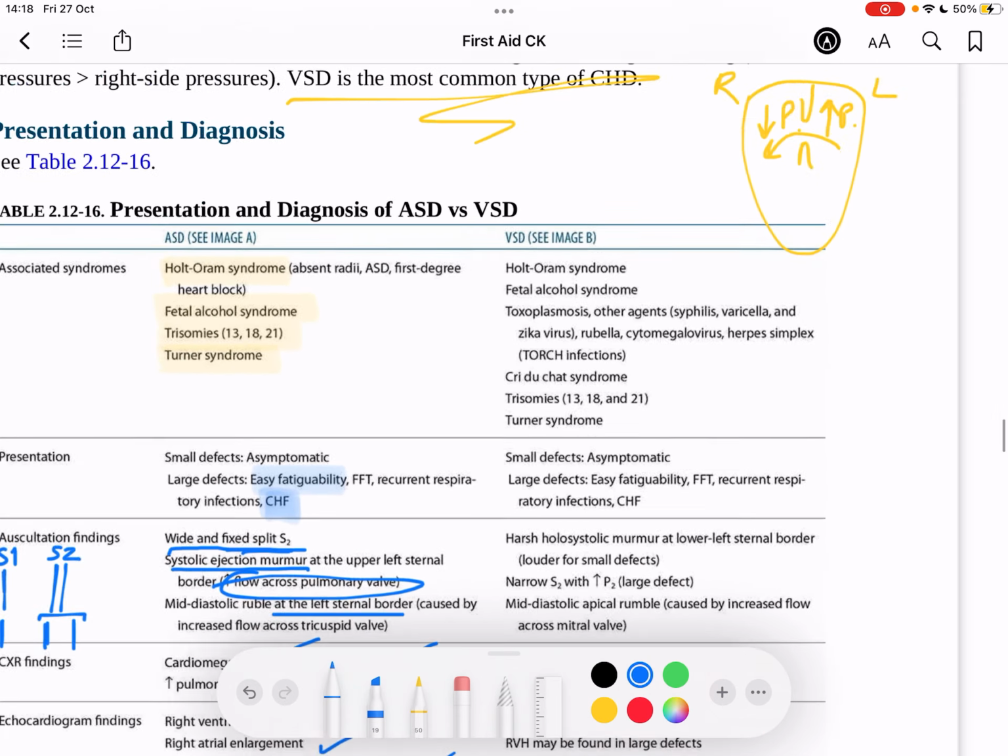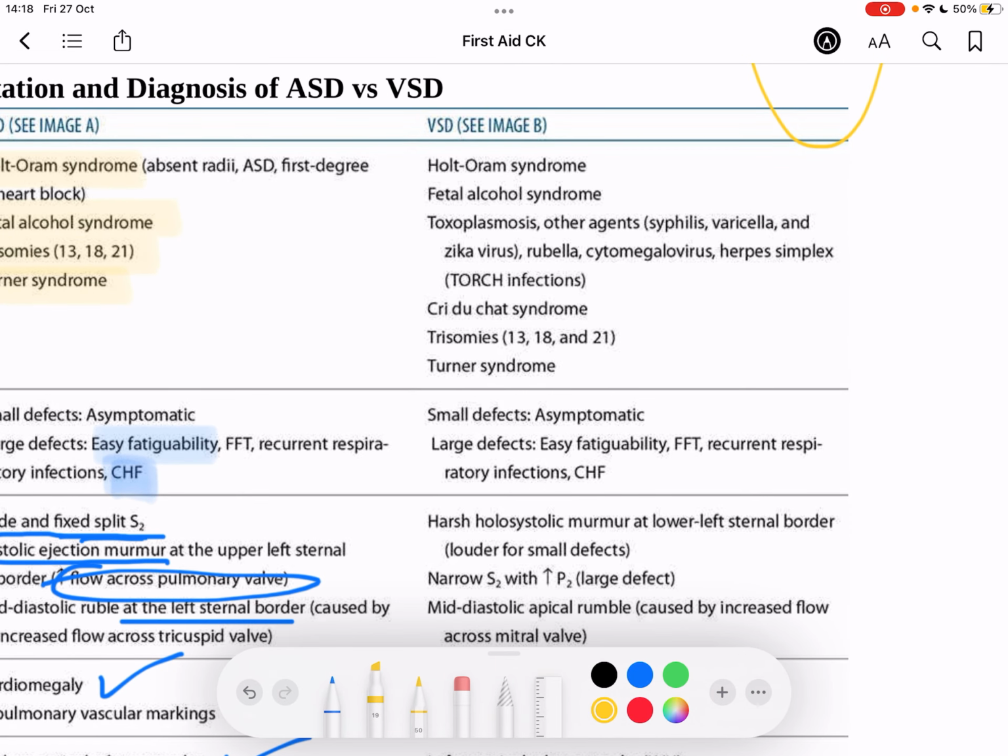Let's discuss now our VSD. So VSDs can also be associated with Holt-Oram syndrome, although they are slightly less common than the ASD association. Fetal alcohol syndrome as well, and then a lot of infections: toxoplasmosis, syphilis, varicella, Zika, rubella, cytomegalovirus, herpes simplex virus, so most of your TORCH infections.